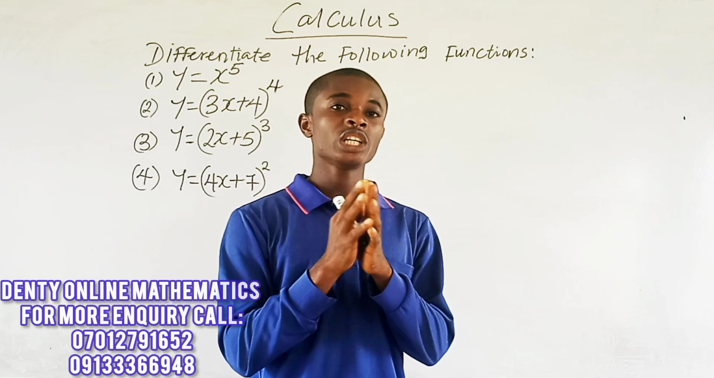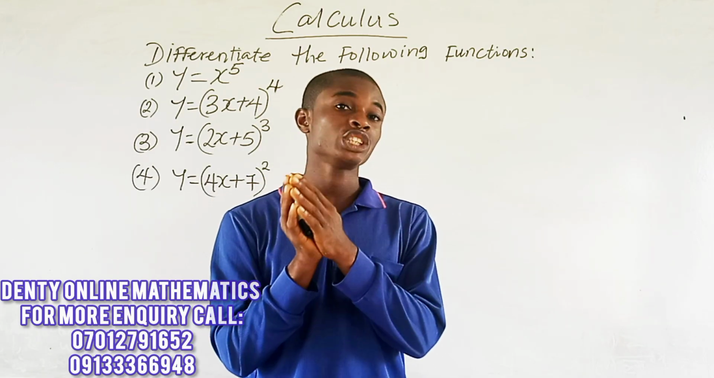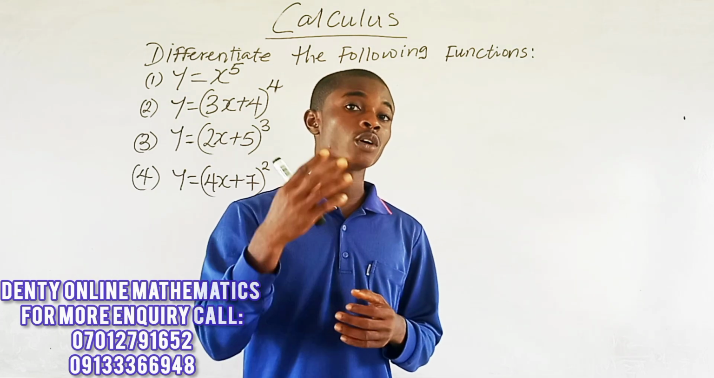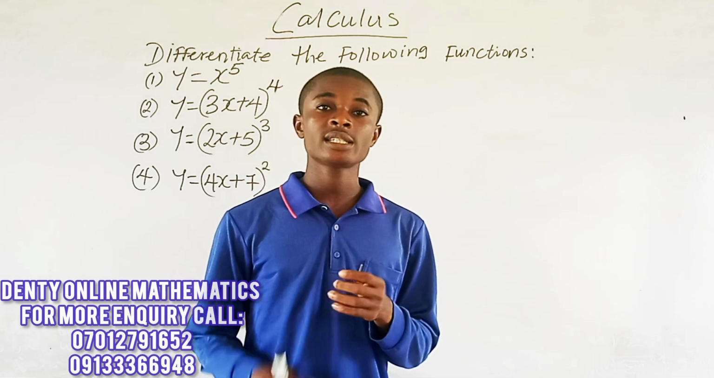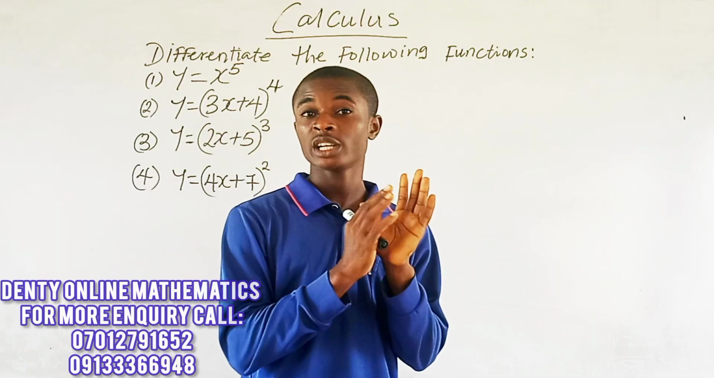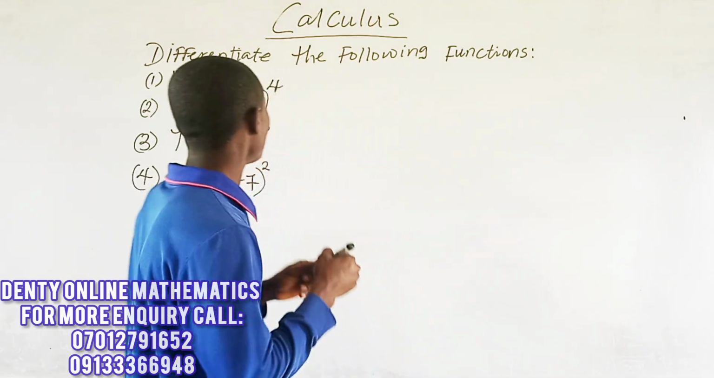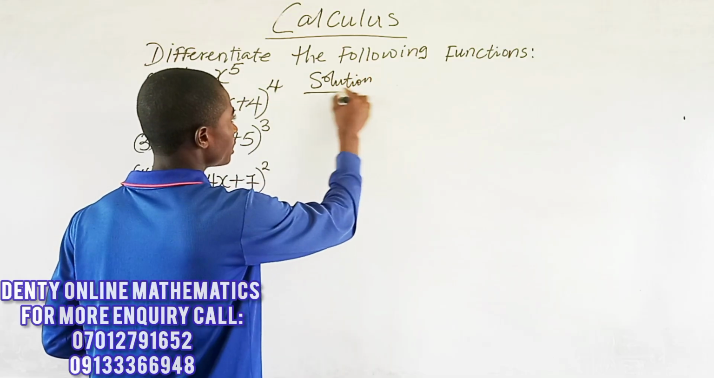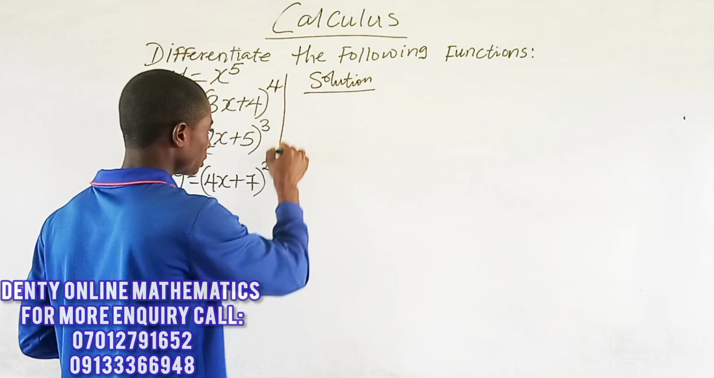If the function changes, your way of differentiating that particular function will also change. That means the type of function you see determines the approach you are going to use in differentiating them. You get? Now let's start. Here's the solution to this problem, and for clarity's sake, I will divide it up.